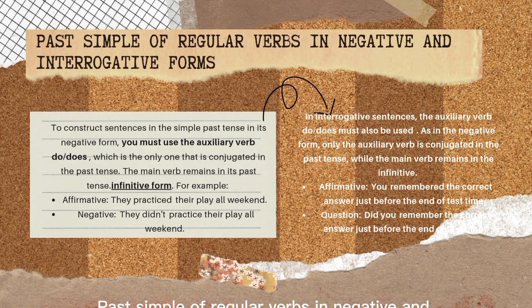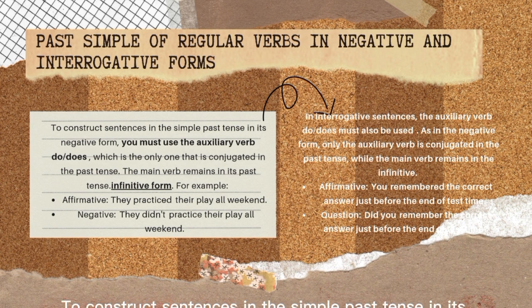Past simple of regular verbs in negative and interrogative forms. To construct sentences in the simple past tense in its negative form, you must use the auxiliary verb do, does, which is the only one that is conjugated in the past tense. The main verb remains in its infinitive form. For example, affirmative: They practiced their play all weekend. Negative: They didn't practice their play all weekend.